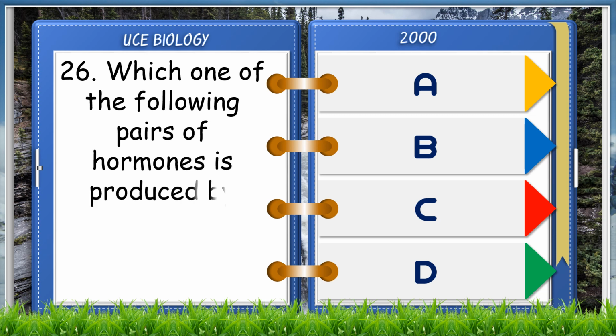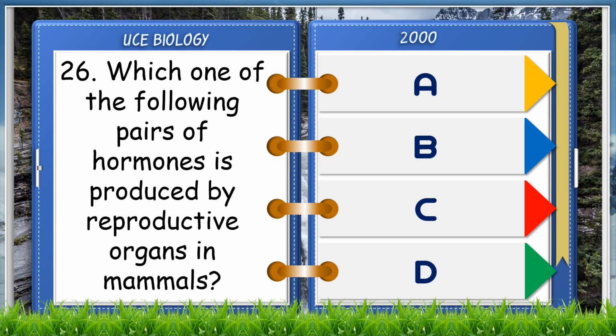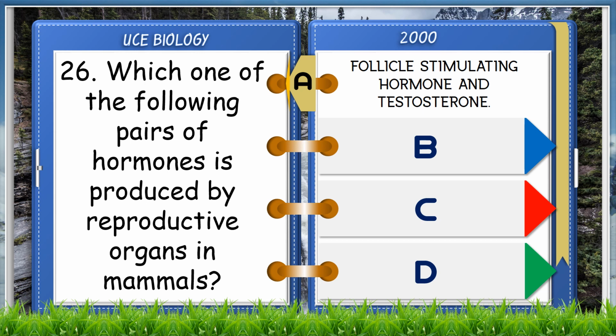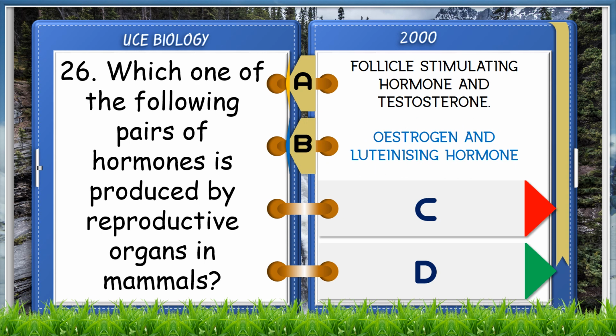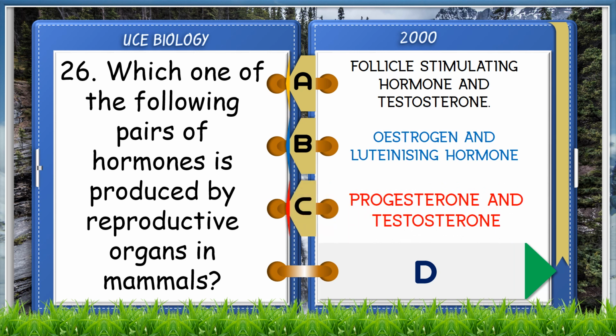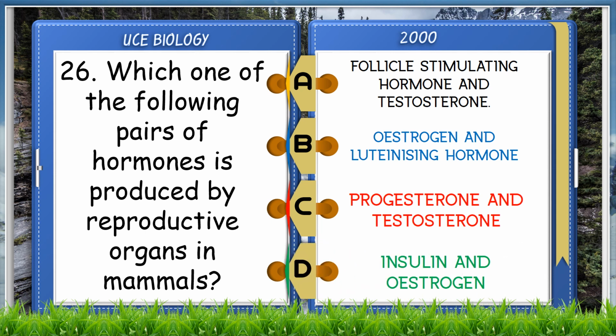Which one of the following pairs of hormones is produced by reproductive organs in mammals? A. Follicle-stimulating hormone and testosterone. B. Estrogen and luteinizing hormone. C. Progesterone and testosterone. D. Insulin and estrogen. The answer is C. Progesterone and testosterone.